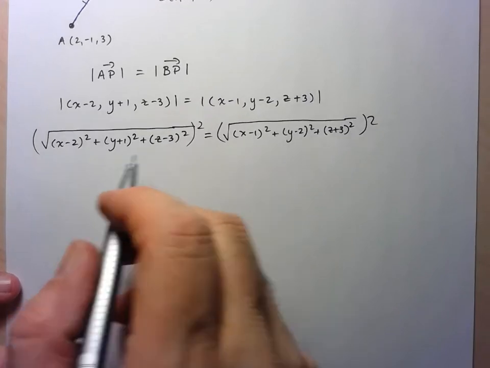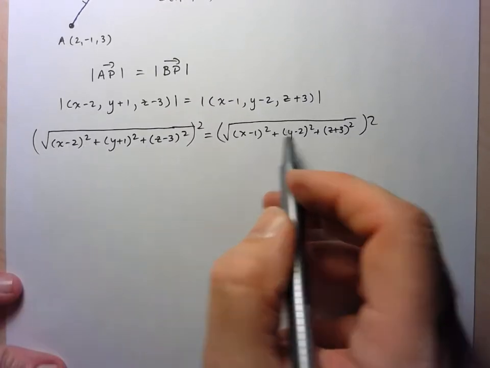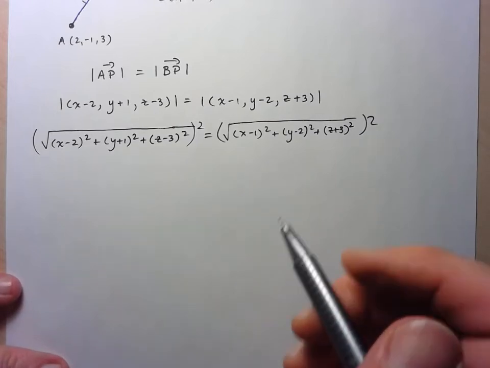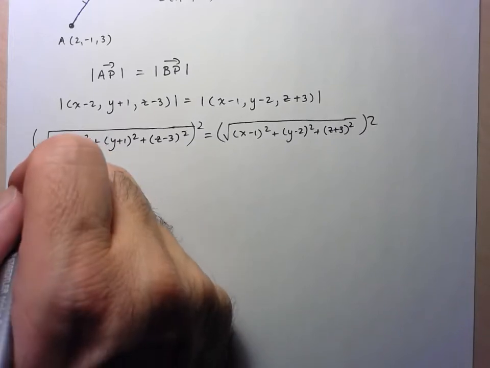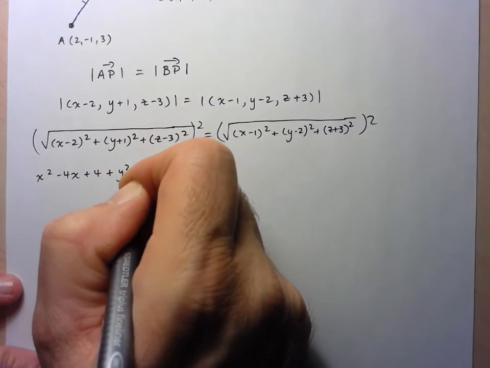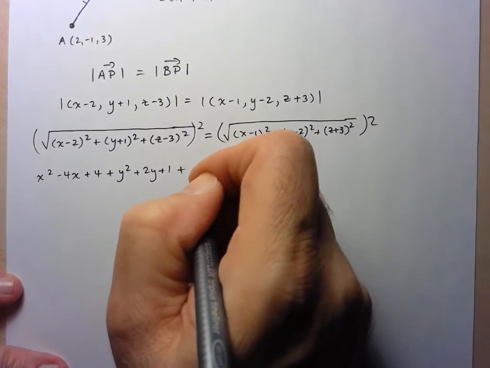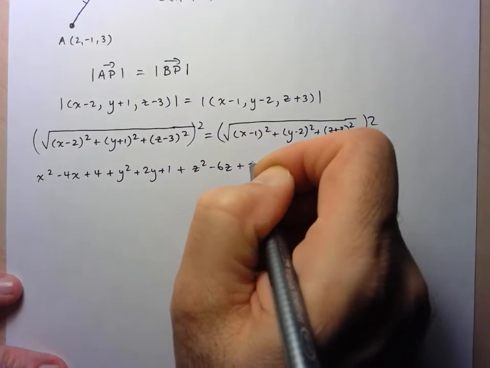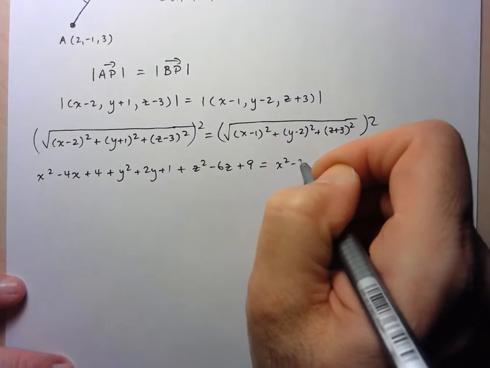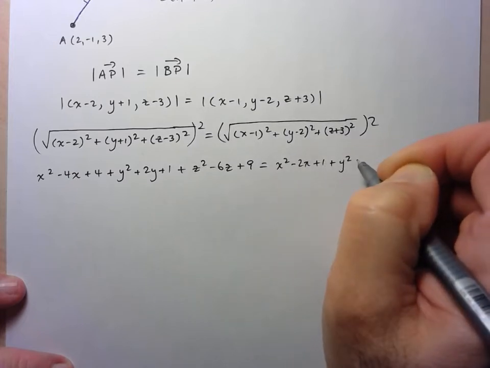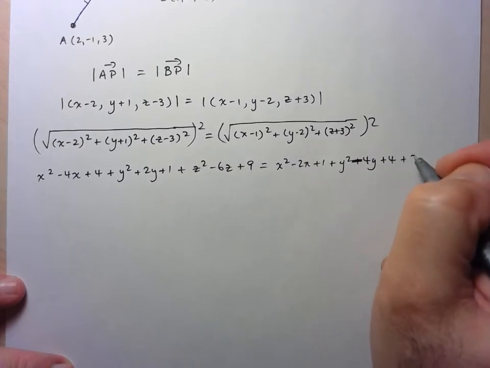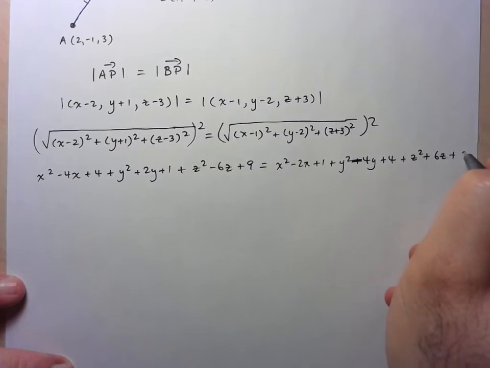To save myself a step, I'm going to start expanding these, because clearly I'm going to have to expand them to continue simplifying this equation. It's just squaring binomials, nice and easy. Here we have x squared minus 4x plus 4. The second one, y squared plus 2y plus 1. And here, plus z squared minus 6z plus 9. Something you should in principle be able to do quickly. On the other side we have x squared minus 2x plus 1, y squared minus 4y plus 4, and z squared plus 6z plus 9.